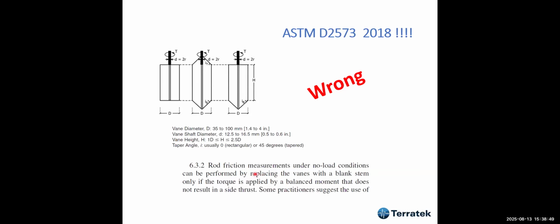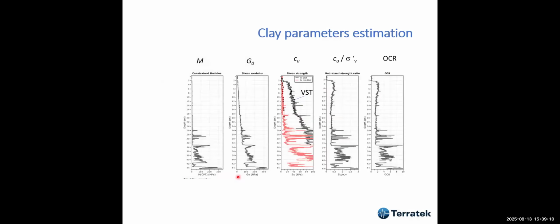And it says in this section of the standard that rod friction measurements under no-load conditions can be performed. No, this is absolutely wrong. If you do that, the error could be 20, 30%. I'm sure of that because I did a lot of tests.